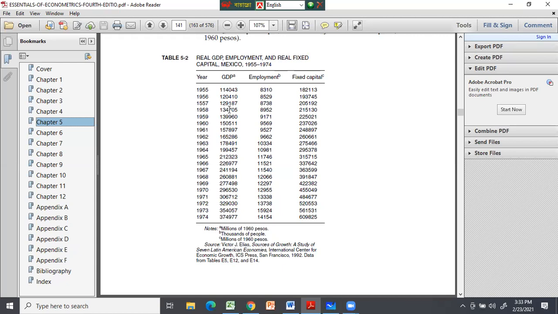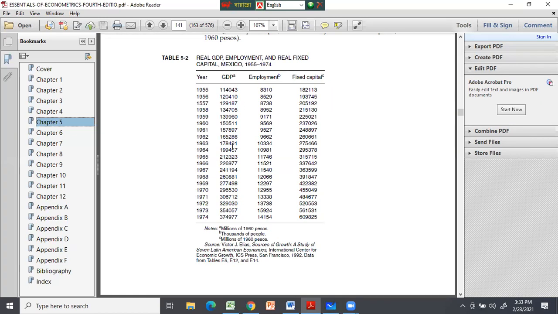The 4 factors of production are land, labor, capital, and entrepreneurship. So here, employment means the labor, fixed capital means the amount of capital you have injected in the economy, and the GDP is the total output or the total level of production in the economy. GDP is the dependent variable.